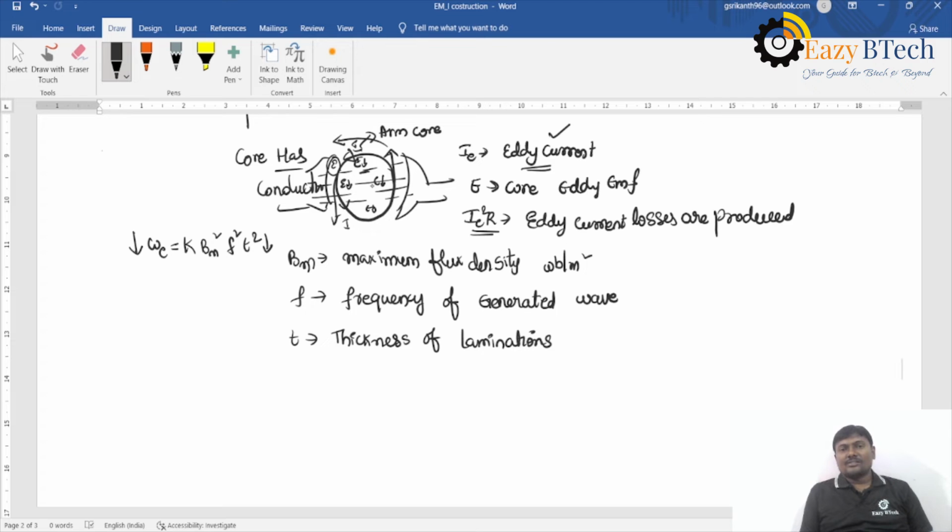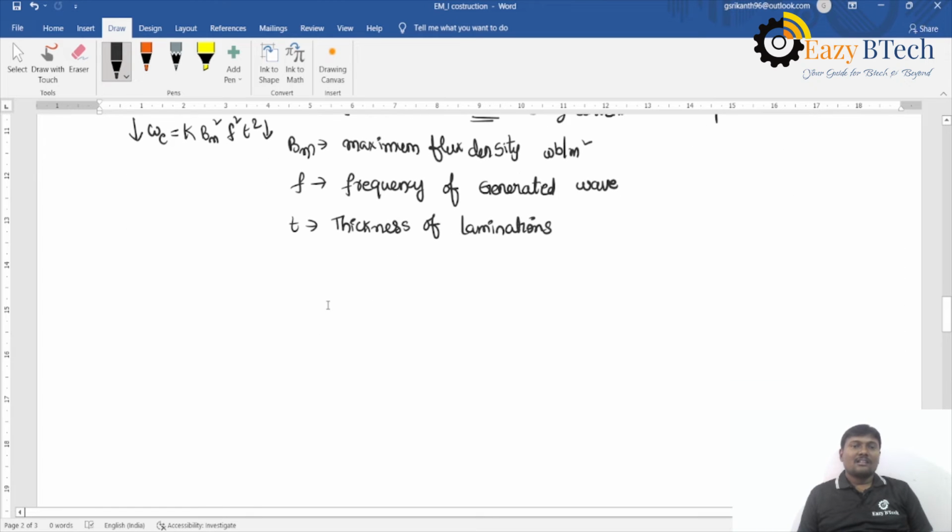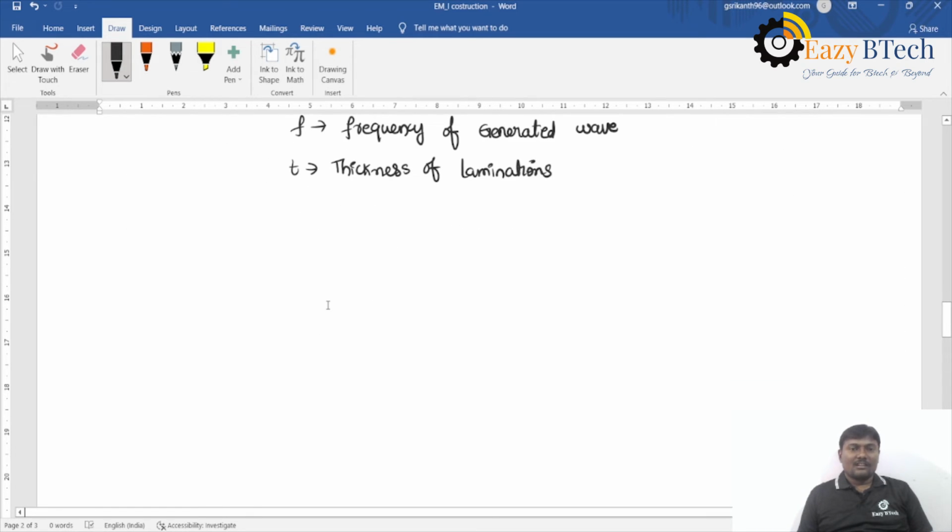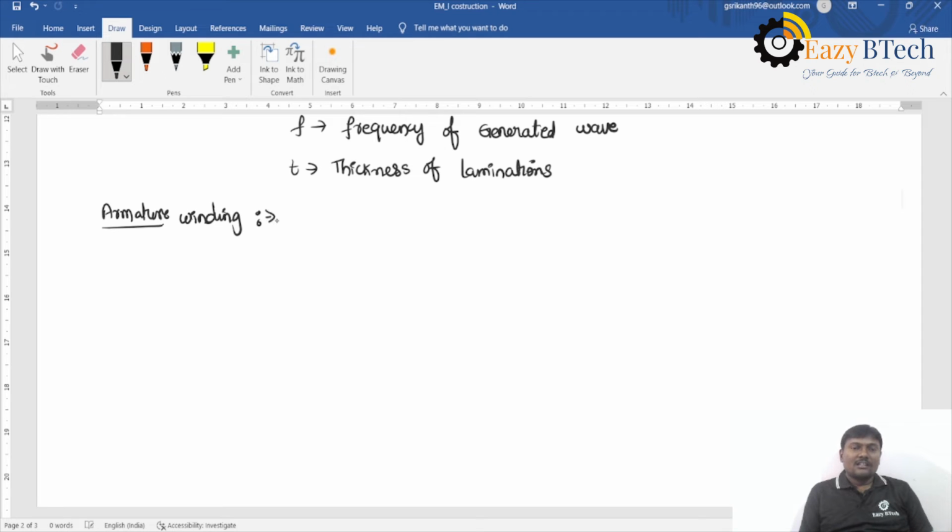Due to this, since it is a closed circuit, the current will flow through the armature core, and that current is called the eddy current. The armature core consists of a resistance. Eddy current losses are also produced. By providing the laminations, we are reducing the eddy current losses. And that is about the armature core.